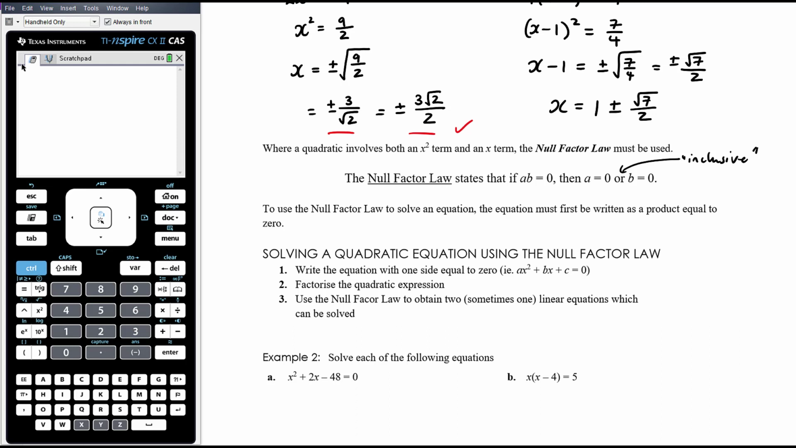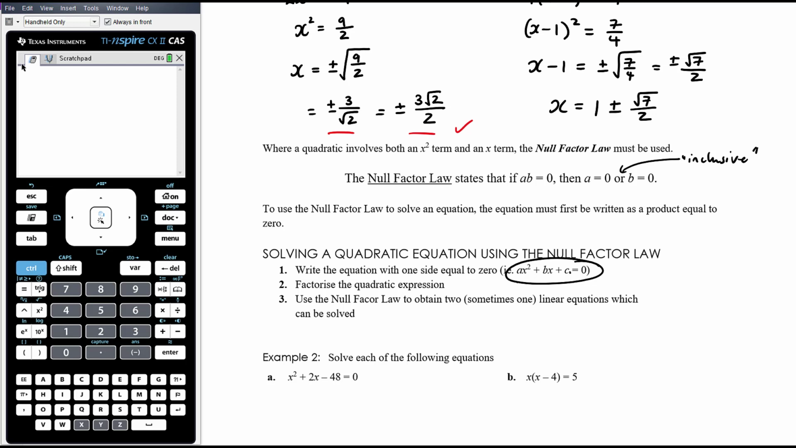So to use the null factor law to solve an equation, a quadratic equation in this instance, the equation must first be written as a product of things equal to 0. So when we're using it to solve a quadratic, we want to first of all make one side equal to 0. So we've got the null part of the null factor law. So we're going to get it to look something like this. Might not have all the terms, but that's fine.